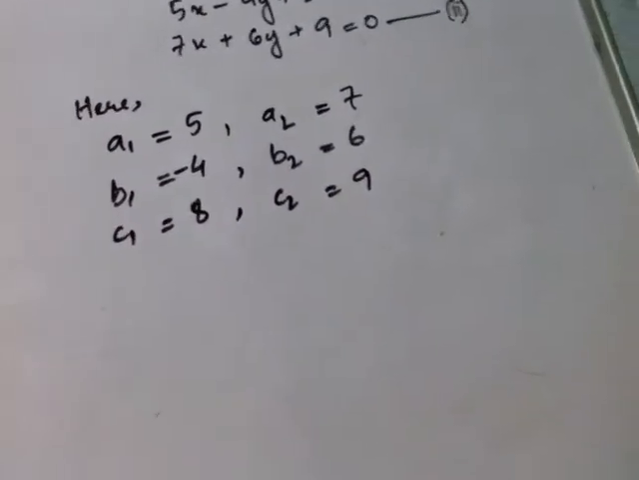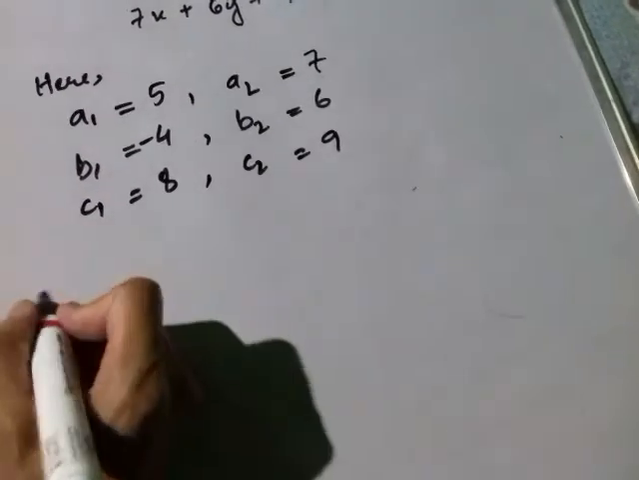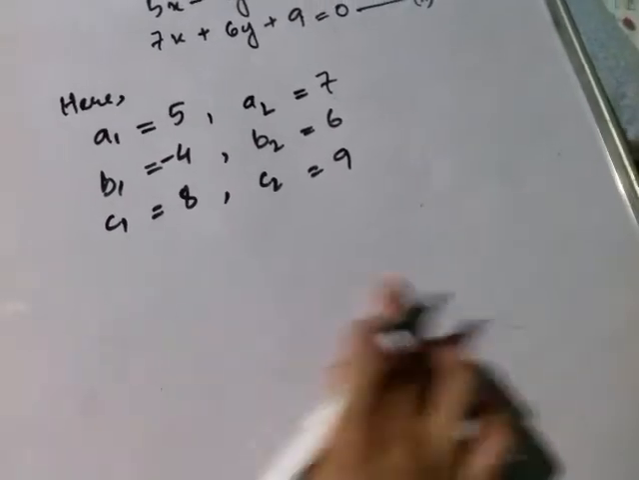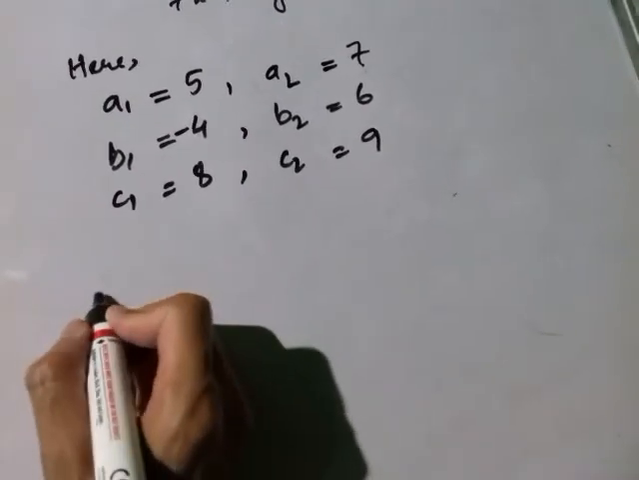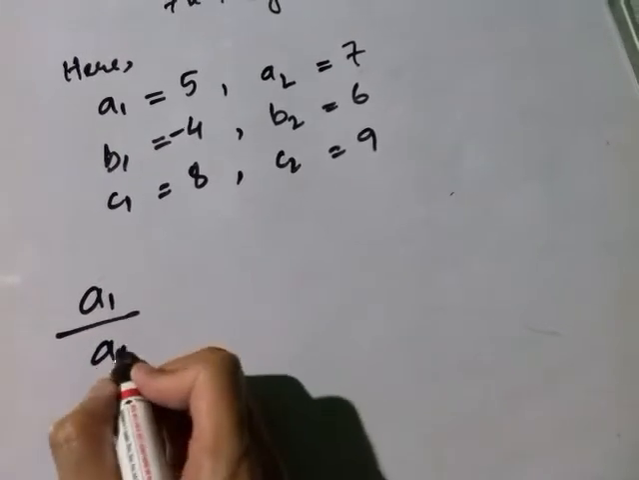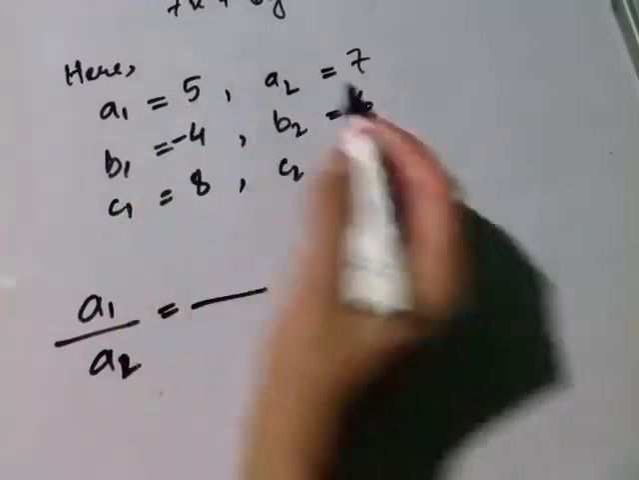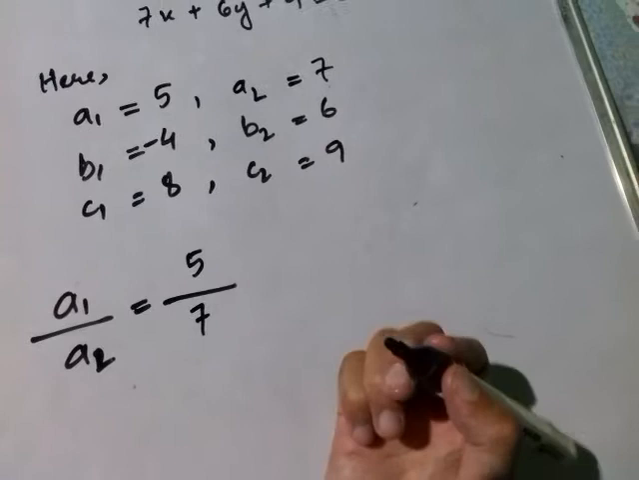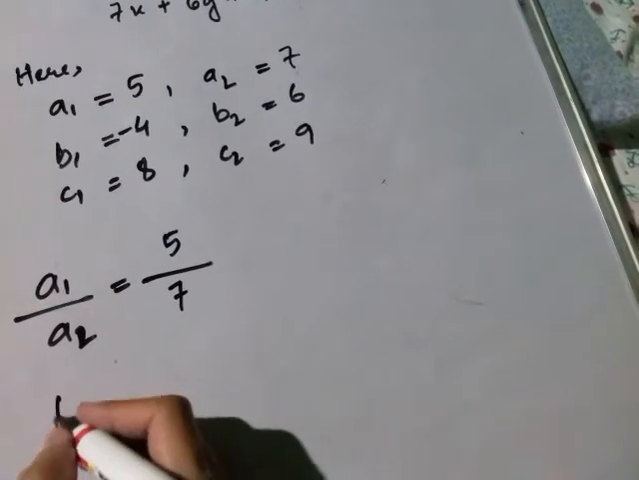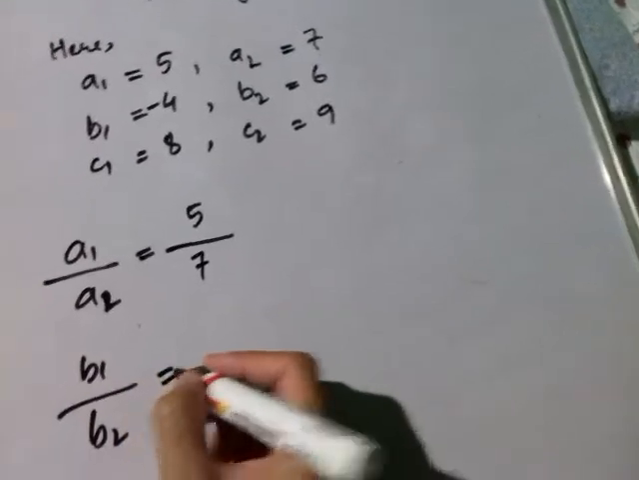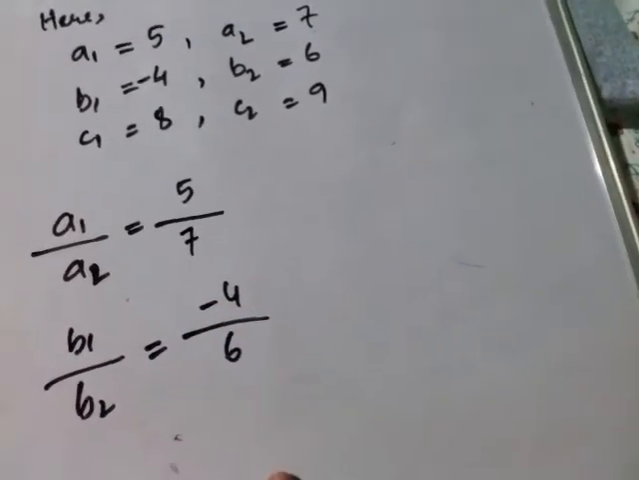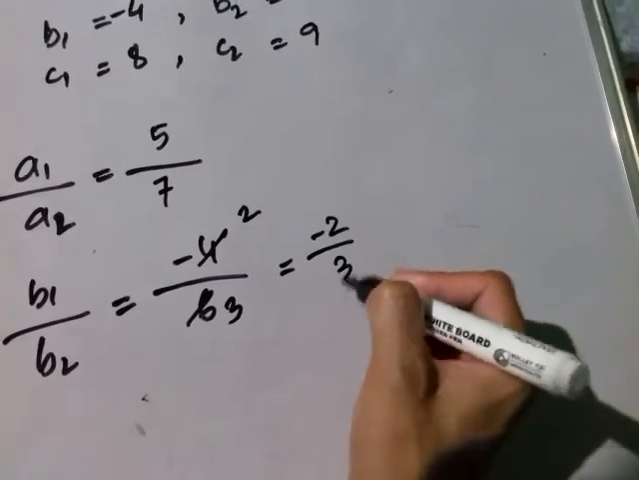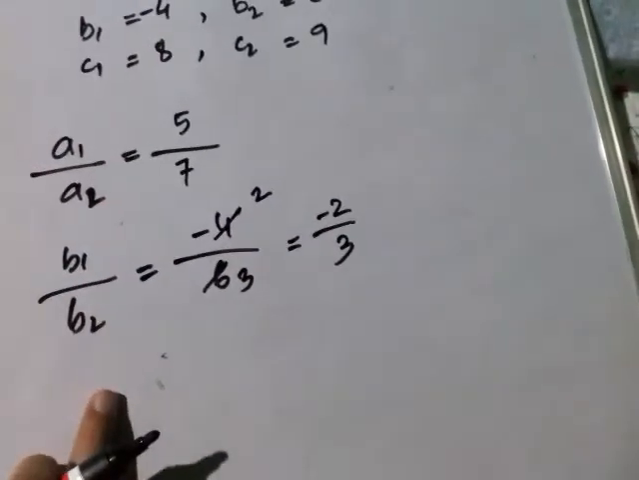Now you will directly write like this: a1 by a2 equals 5 by 7, and b1 by b2 equals minus 4 by 6. Minus 4 by 6 can be cancelled: 2 2s are 4, 2 3s are 6. That means it will be minus 2 by 3. So a1 by a2 and b1 by b2 are not equal.